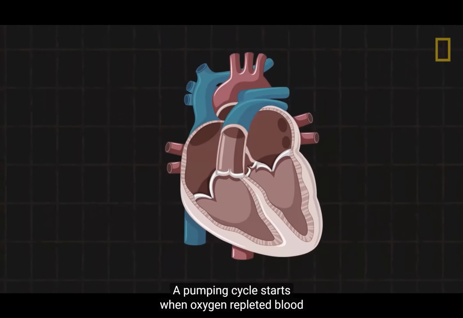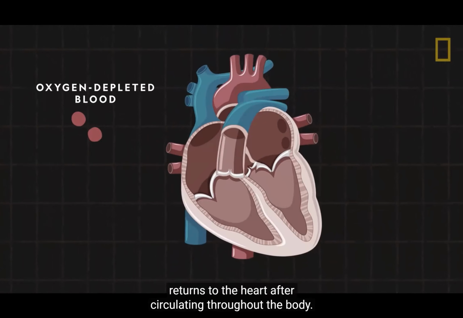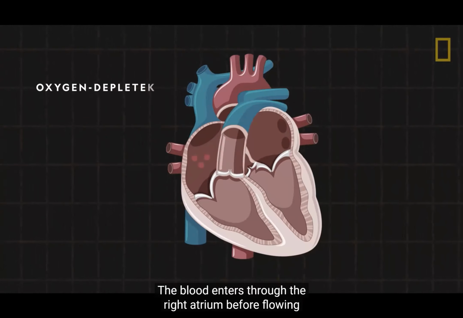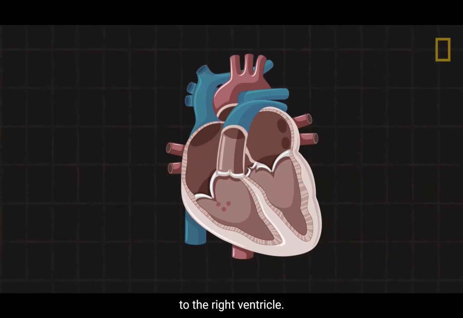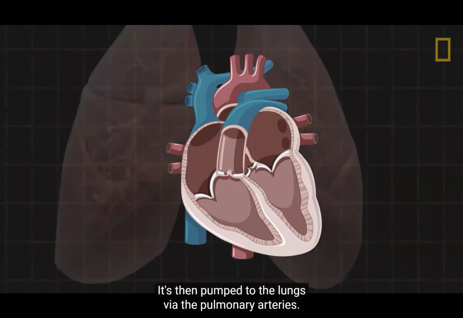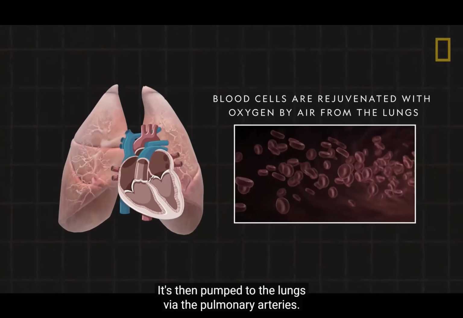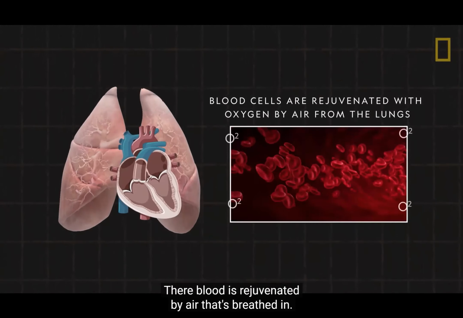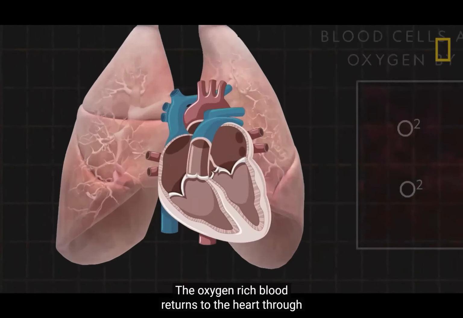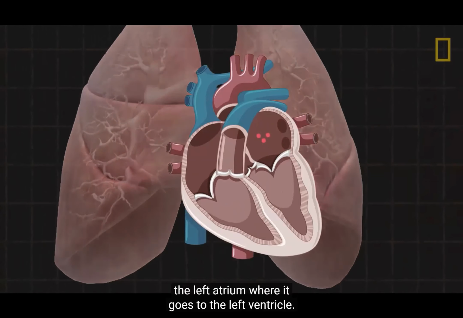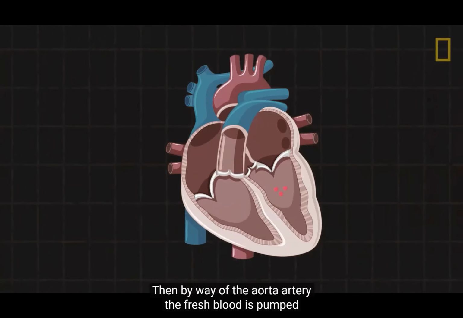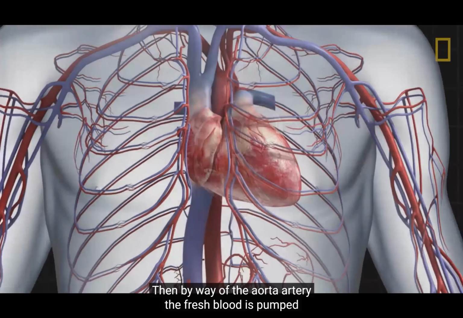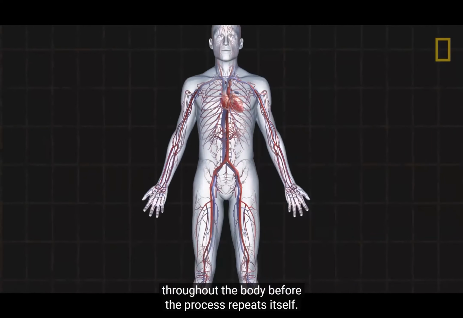A pumping cycle starts when oxygen-depleted blood returns to the heart after circulating throughout the body. The blood enters through the right atrium before flowing to the right ventricle. It's then pumped to the lungs via the pulmonary arteries. There, blood is rejuvenated by air that's breathed in. The oxygen-rich blood returns to the heart through the left atrium, where it goes to the left ventricle. Then, by way of the aorta artery, the fresh blood is pumped throughout the body before the process repeats itself.